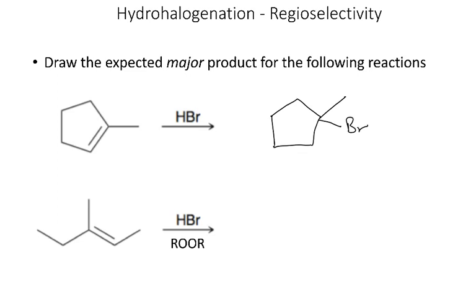In the second example, I'm adding HBr again, but now in the presence of a peroxide, the halogen should add to the less substituted carbon. So we would expect this to be our major product.